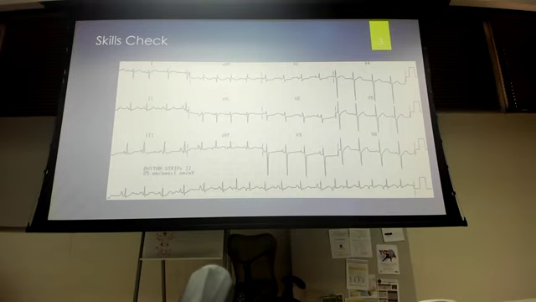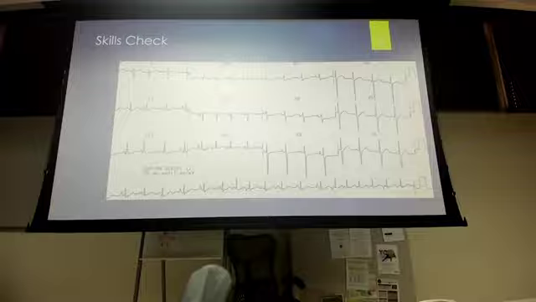Atrial fibrillation. Yep, atrial fibrillation. And then we have multifocal atrial tachycardia. And then we have a flutter with variable block. Perfect. What do you think is going on here? It will be MAT. And we say that because we have three or more different morphology P waves.